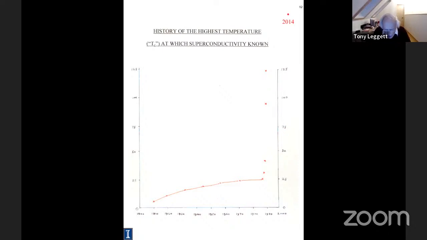Anyway, let's try to think a bit about why this phenomenon is related to Bose condensation. Why is it that if I start a current, it will continue to flow forever in a superconductor? Next slide, please.